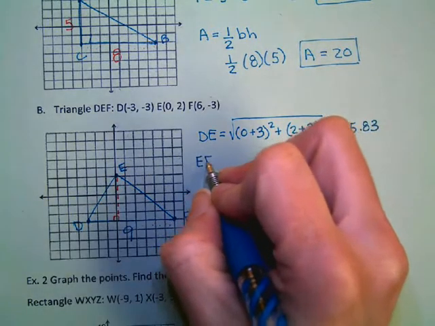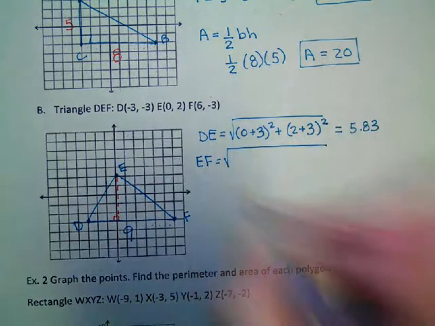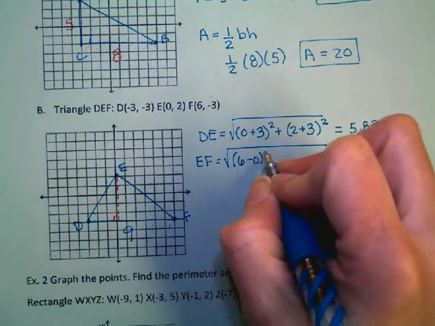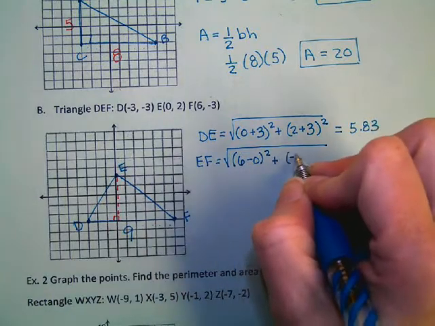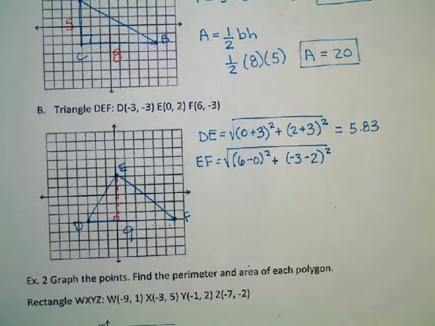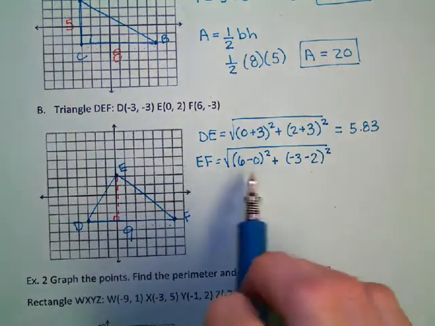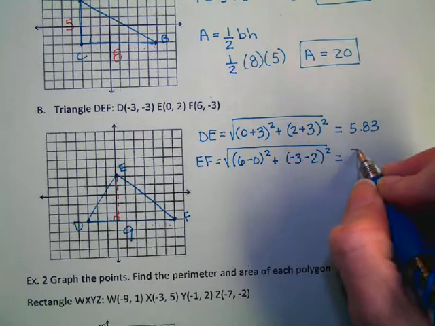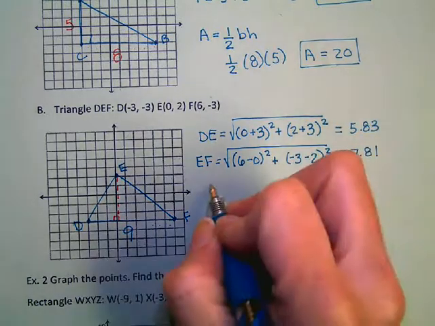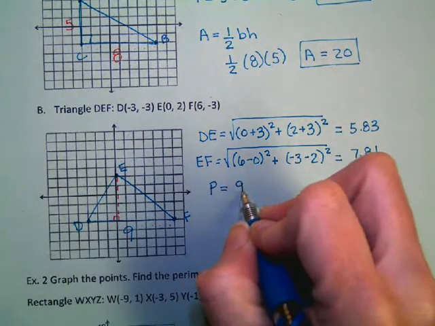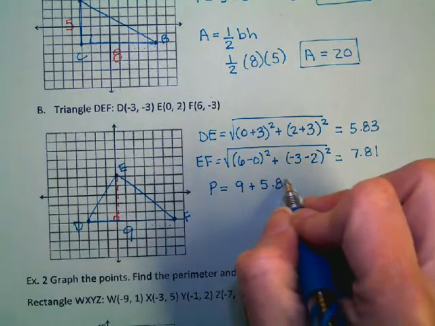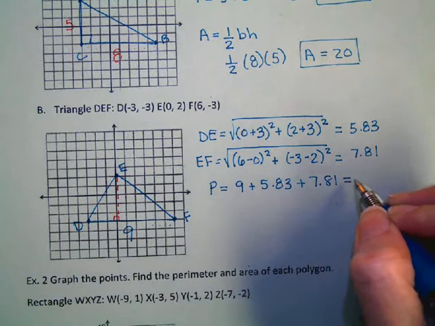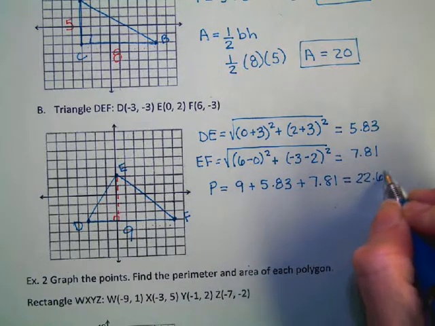My distance from E to F, again I'm using the distance formula. Take your x's, so 6 minus 0 squared, plus -3 minus 2 squared. It doesn't matter whether I start with E or F; the main thing is to subtract the x's and subtract the y's. This one should come out to 7.81. So the perimeter would be adding these three numbers, 9 plus 5.83 plus 7.81, equals a total perimeter of 22.64.